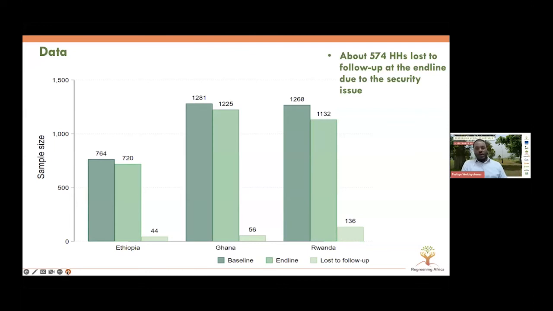As you can see, this graph shows the number of households that were interviewed back in 2018 at the baseline and followed up during the endline. The small bar graph is the number of households lost to follow-up, which is the attrition. As you can see, it is not very significant. It is less than 10% for Ethiopia and Ghana, and around 11% for Rwanda. But I want to point out that about 574 households were lost to follow-up during the endline due to the security issue in Ethiopia, specifically in the Tigray and Amhara regions. Next, please.